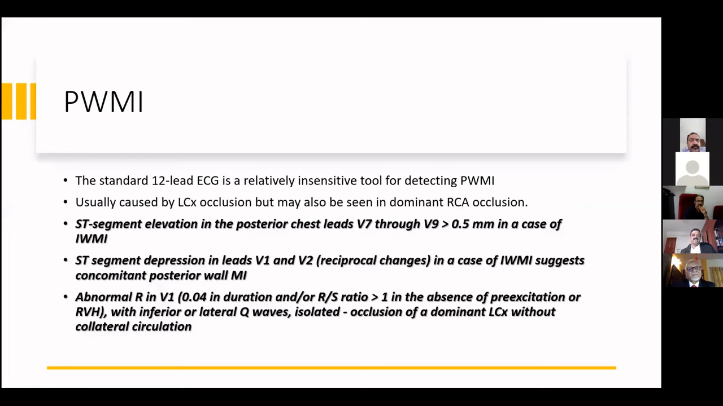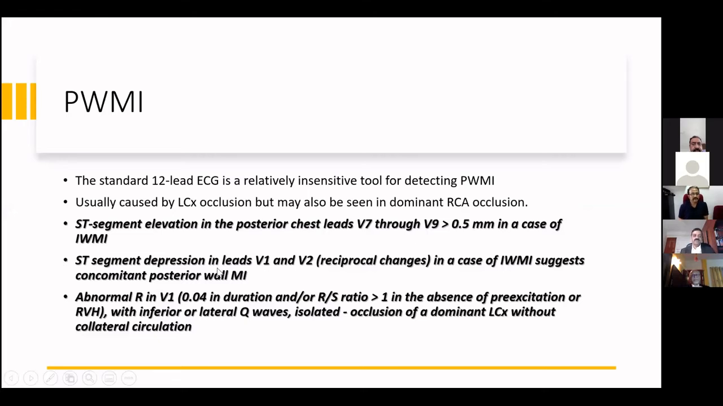Posterior wall infarct has its own criteria. ST segment elevation of more than 0.5 millimeter in the posterior leads, if you are taking additional leads like V7, V8, V9, along with an inferior wall MI, will tell us there's a posterior infarct.